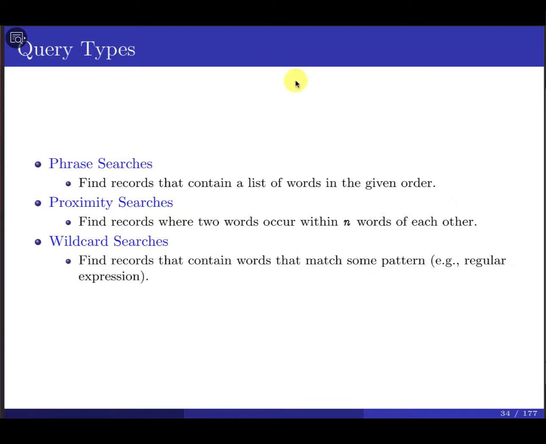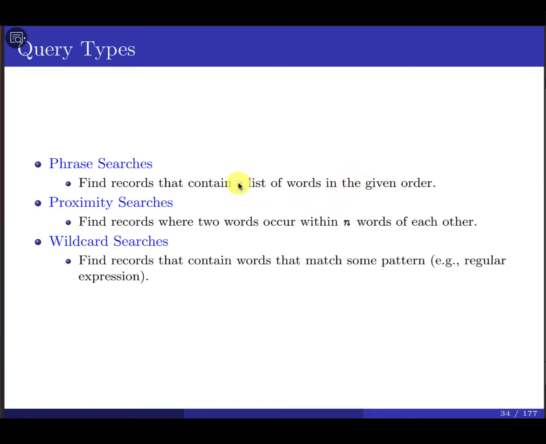Generally speaking, when you work with an inverted index, this will allow us to do different types of queries that we cannot perform using a B plus tree. The first one is the phrase search. In this case, I ask the query: please locate the tuples or the records or the documents that contain a list of words in the given order. That means it must contain cat, then dog, or let's say A, then B, then C, then D, in the same order.